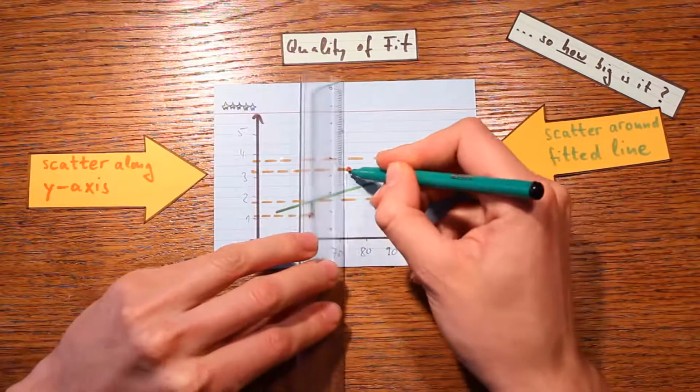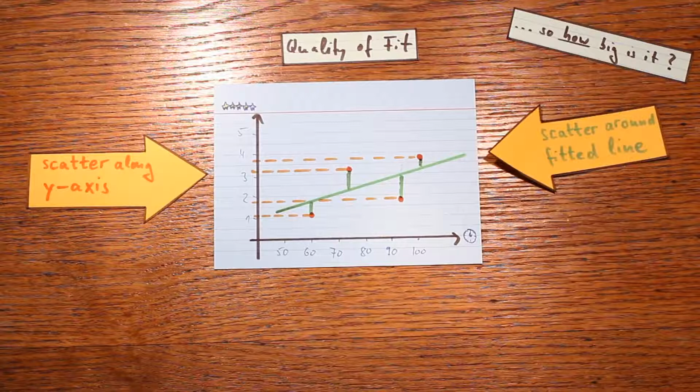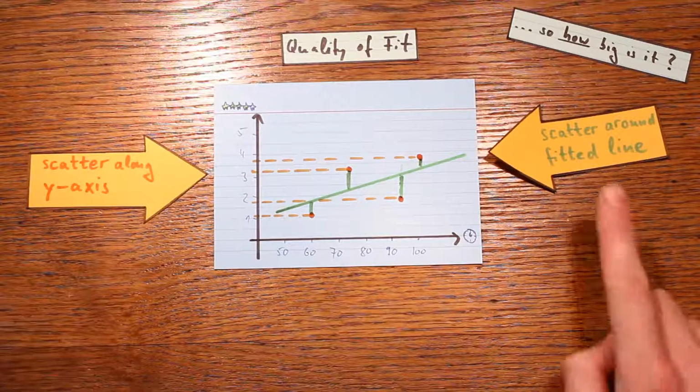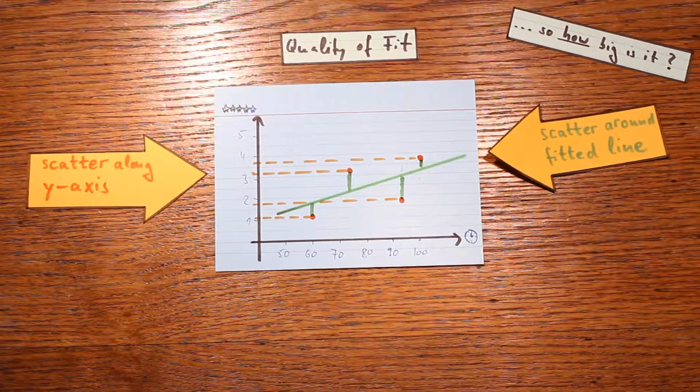So that corresponds to these distances here. And the rule goes like this. The more there's of this in comparison to this, the stronger the correlation coefficient is. Okay, let me show you a few examples.